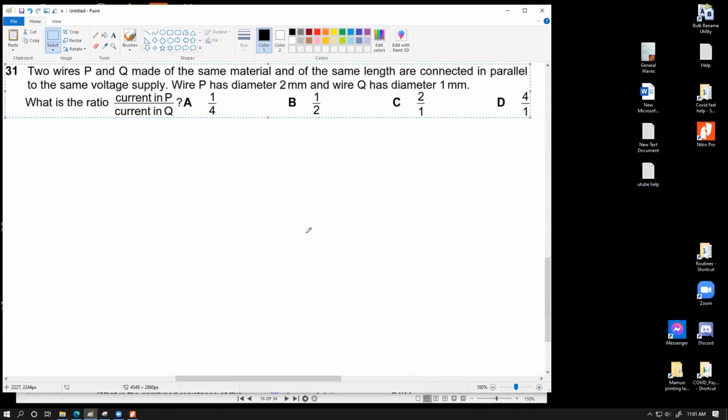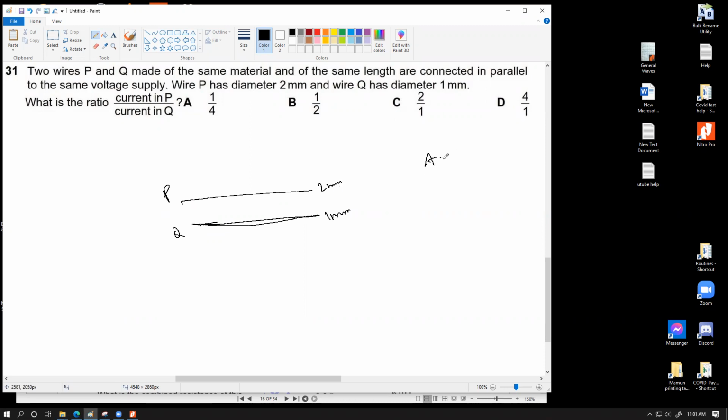did I give 22? Notice one thing: the question says two wires P and Q are made of the same material and the same length, and are connected in parallel to the same voltage supply. So we have two wires connected to the same voltage supply, which means V is the same for both of them. P has a diameter of 2 millimeter, Q has a diameter of 1 millimeter. Understand that these are diameters, not cross-sectional areas.